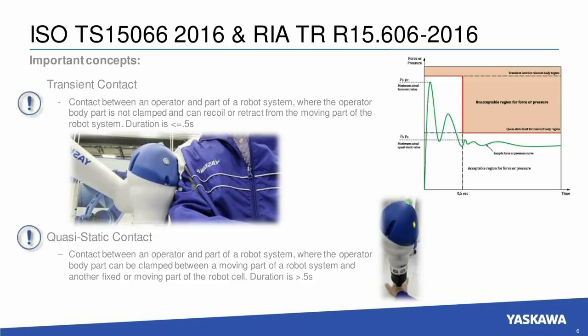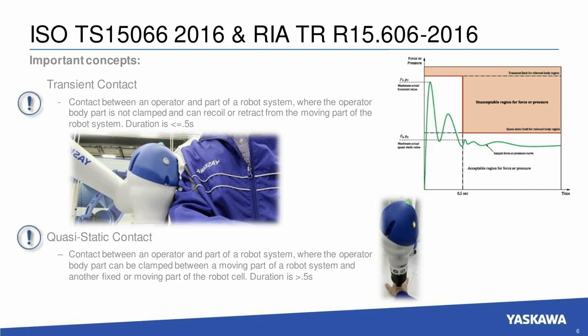So the goal of TS 15066 was to provide the industry with guidance specifically tailored toward the safety of collaborative robot applications. We're only going to be talking about one of the 4 modes of collaboration identified in the technical specification, and that's going to be PFL, because that's what we're framing in today. So here are the 2 very important concepts. The first concept is the concept of transient contact.